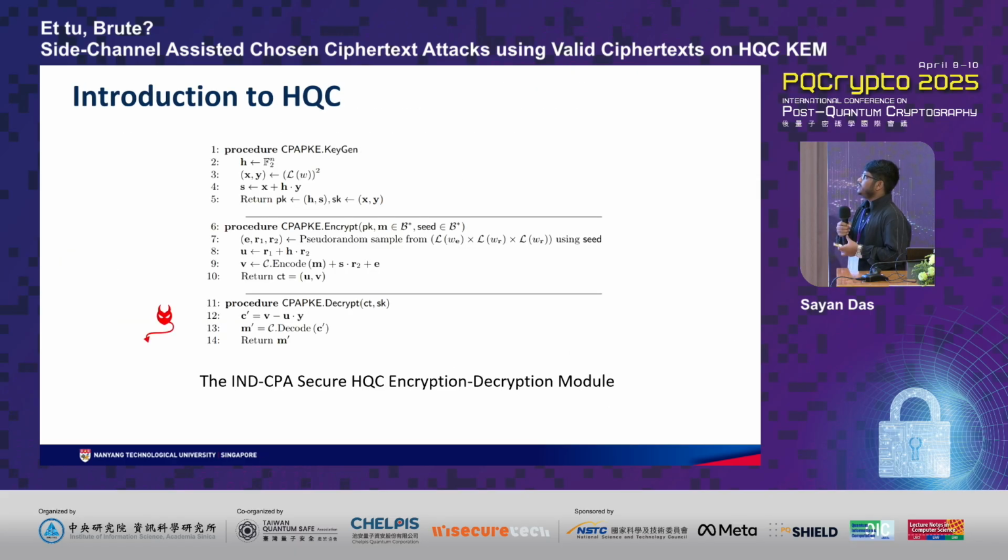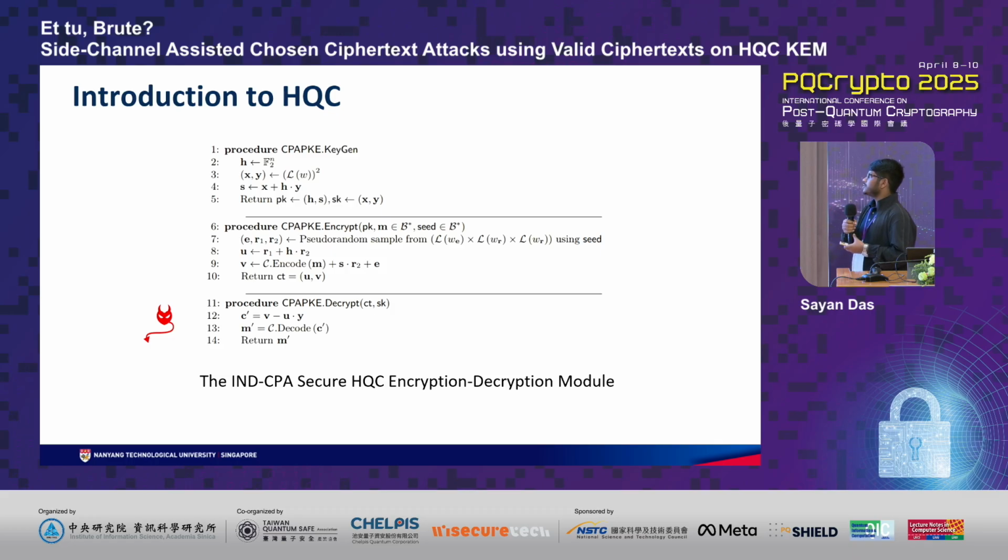To give a brief introduction to HQC and its structure, it's based on Hamming quasi-cyclic codes and syndrome decoding. The authors propose a CPA secure encryption and decryption module, where they generate the parity check matrix h and sample two vectors x and y as the secrets and generate the public key along the way using the equation in line 4, x plus hy, and then return the public key and secret key.